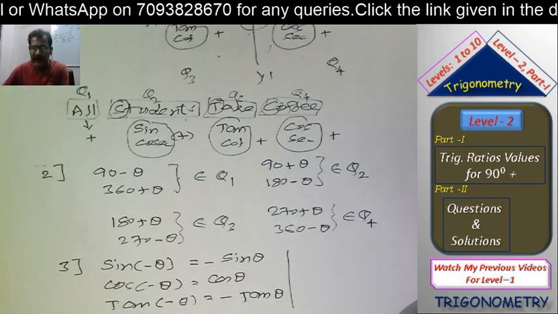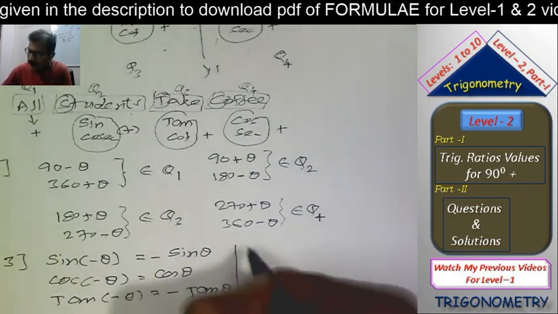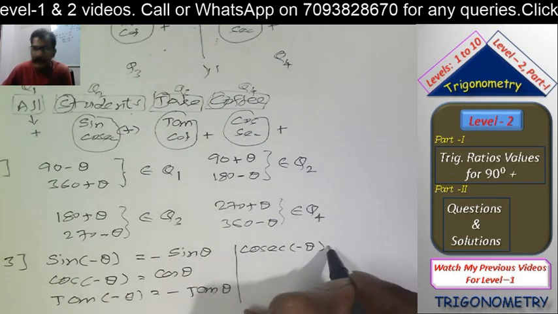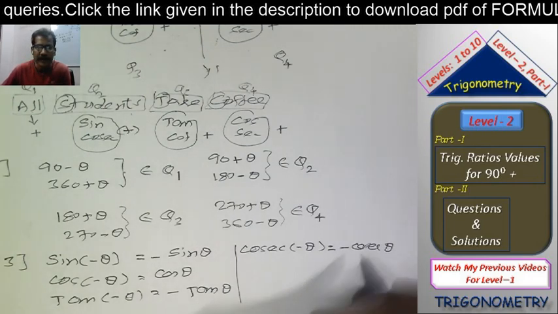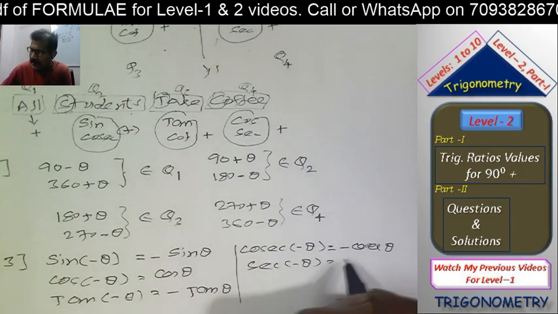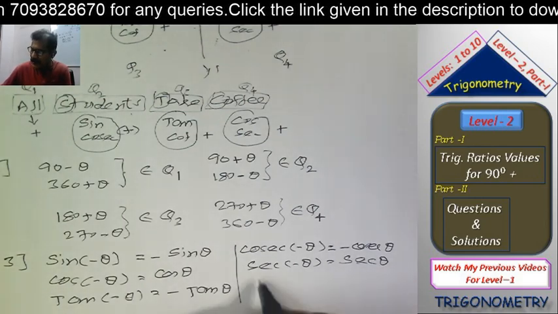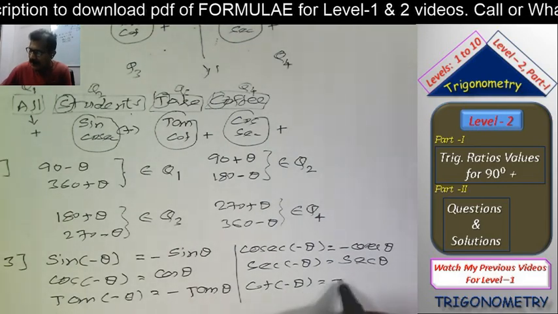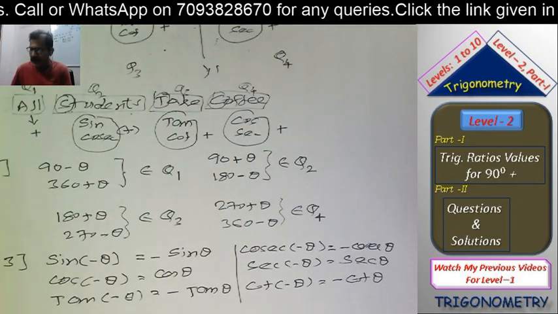Then the remaining three angles we take. Cosecant of minus theta is minus cosecant theta, and secant of minus theta is secant theta, since it is in the fourth quadrant, where cos and secant only are positive. Then cot of minus theta is minus cot theta. This is point 3 you need to remember.